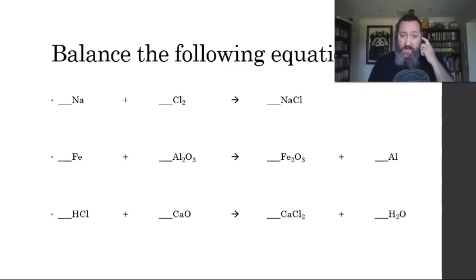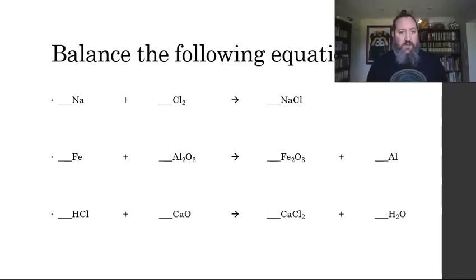Okay, so hopefully you've had a go at that. Hopefully you found that not too bad. If you did find that really tricky, don't worry about that. This is something that we definitely will just keep working on. So let's start having a look at this first one. Sodium plus chlorine, so Na plus Cl2, turns into NaCl, so sodium chloride there. So sodium plus chlorine turns into sodium chloride.